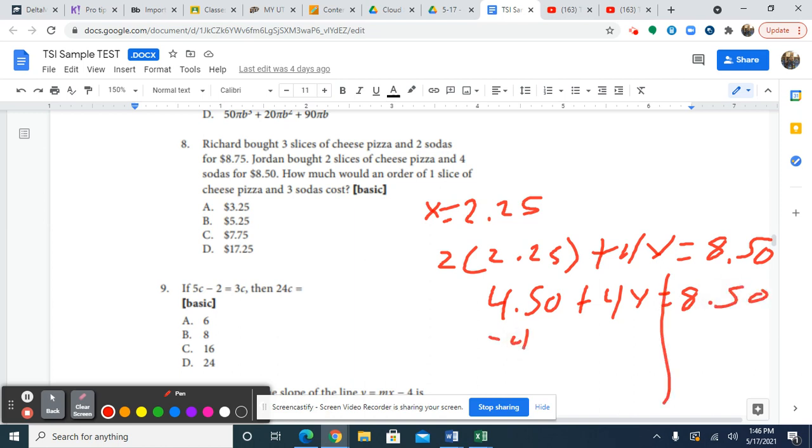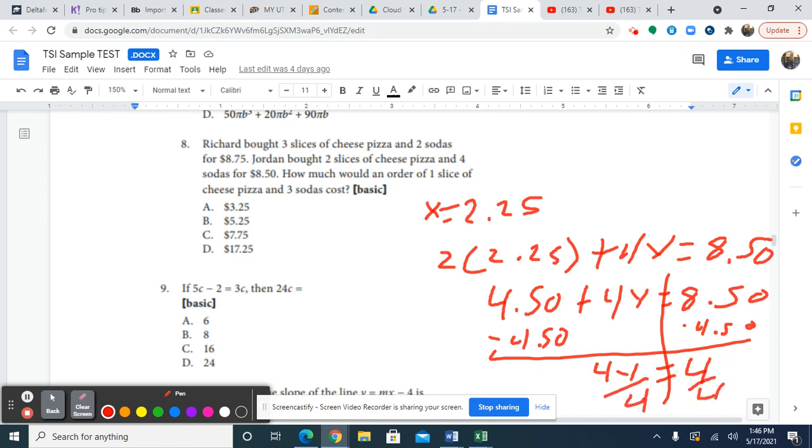So we can subtract both sides by 450. 4y is equal to 4. And if we divide both sides by 4, it means y is equal to 1. So pizzas cost $2.25 and sodas cost $1.